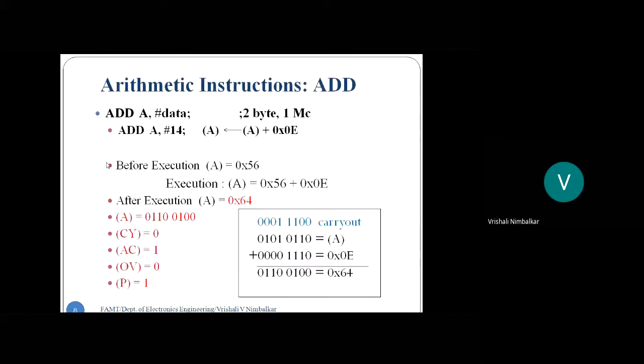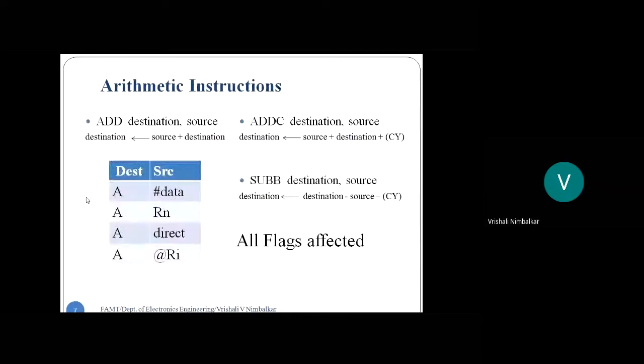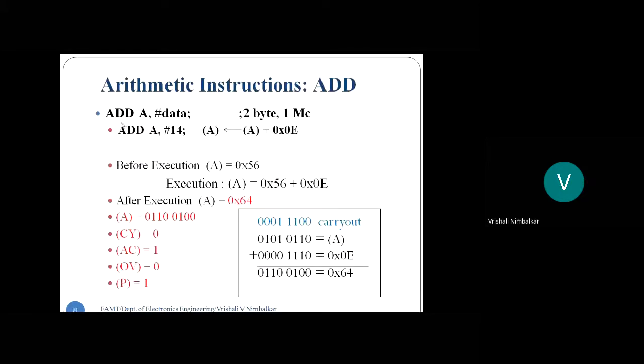So let us start with the first ADD instruction. We will see all these 4 examples: ADD A comma hash data, ADD A comma Rn, ADD A comma direct, and ADD A comma @Ri. So we start with the first, ADD A comma hash data. This is the general format. How many bytes is the instruction? 2 bytes. And how many machine cycles? 1 machine cycle.